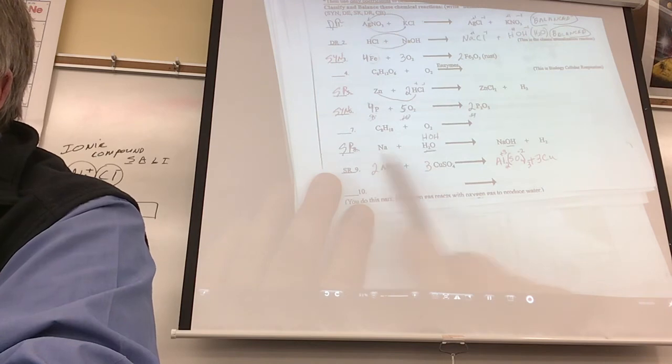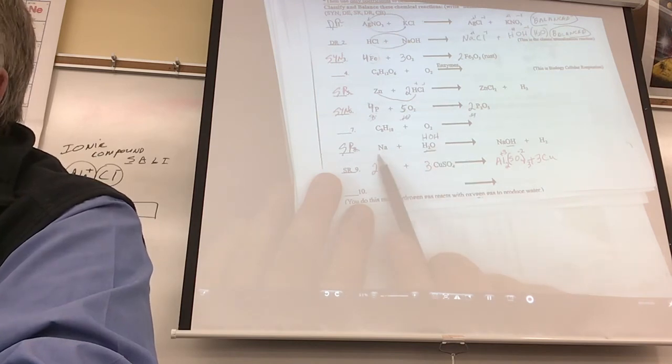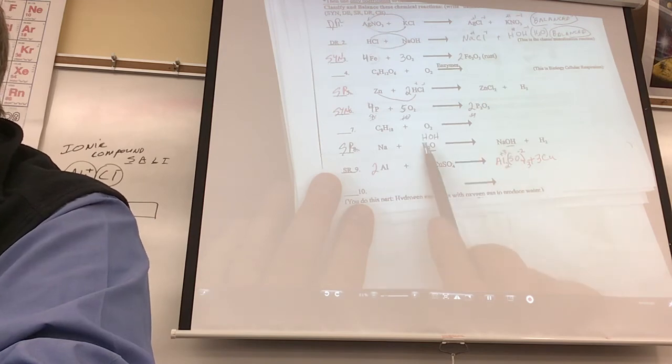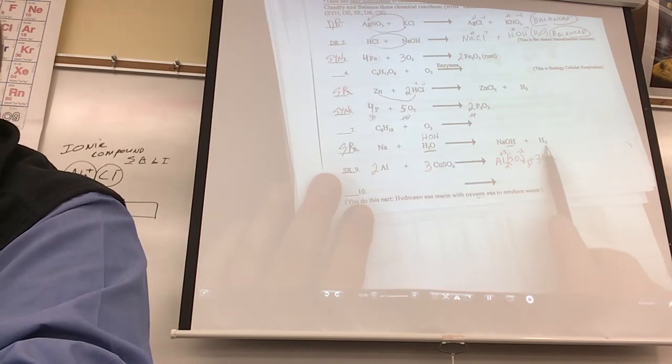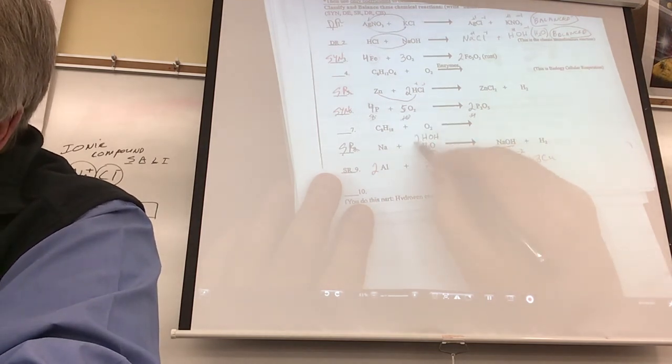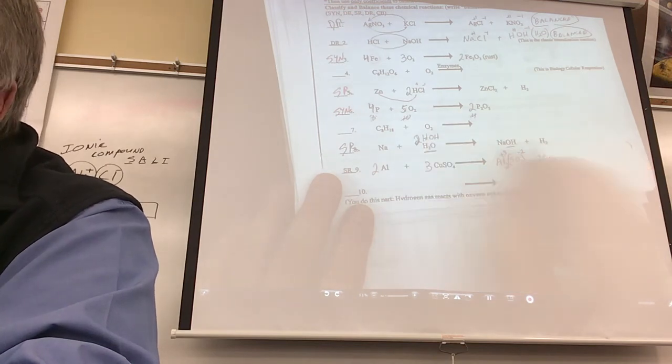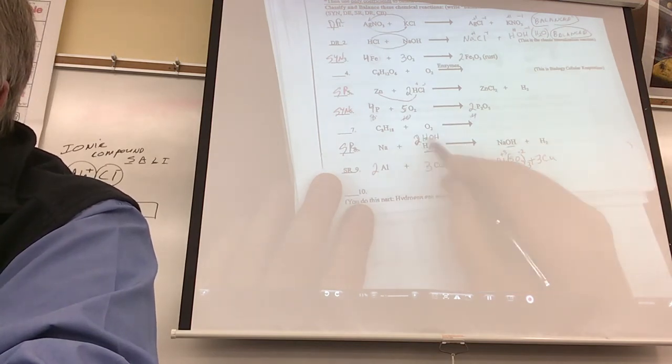How many sodiums on the left side of the arrow? 1. How many on the right side? 1. How many hydrogens that are not in a hydroxide on the left? 1. How many on the right? 2. Uh-oh. Now how many hydrogens that are not in hydroxide? 2. See that 2? And 2. Now, but how many hydroxides does that give you?